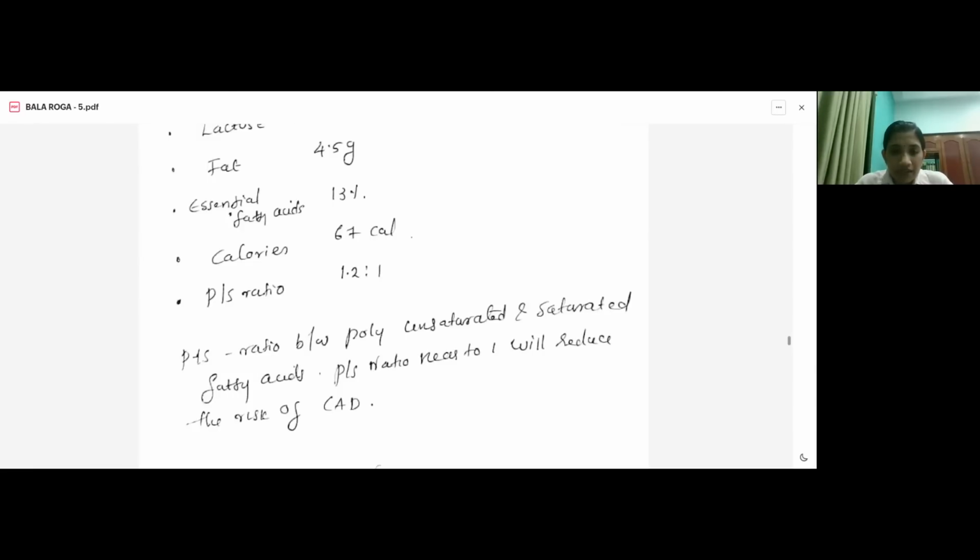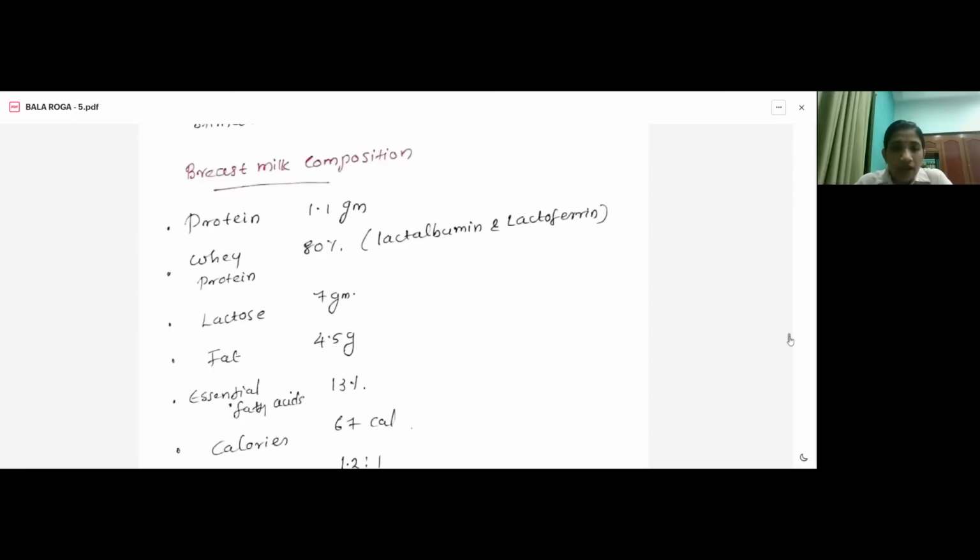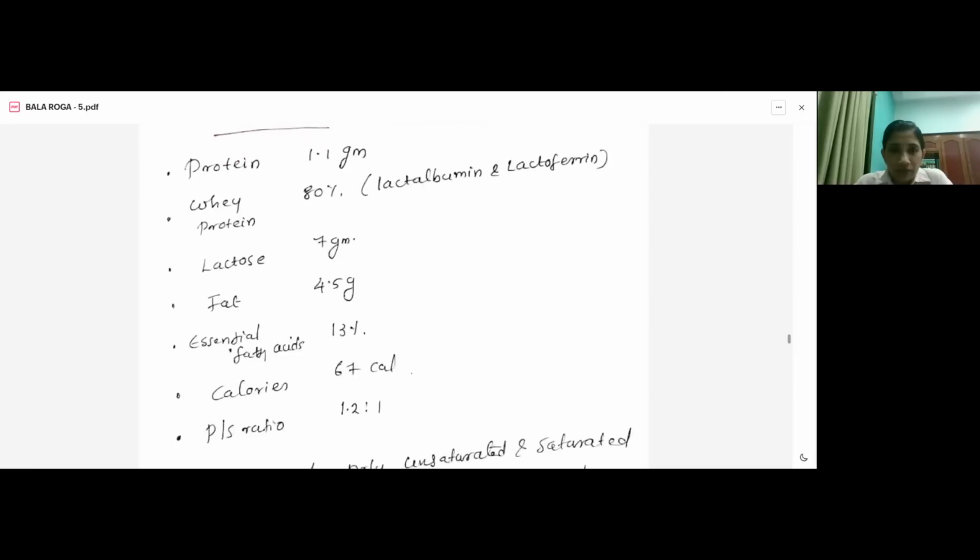What is P by S ratio? It is a ratio between the polyunsaturated and saturated fatty acids. If the ratio is near to 1, that will reduce the risk of CAD. CAD means coronary artery disease. So mainly you have to remember the P by S ratio and the lactose composition and the fat composition. Okay. These are important.